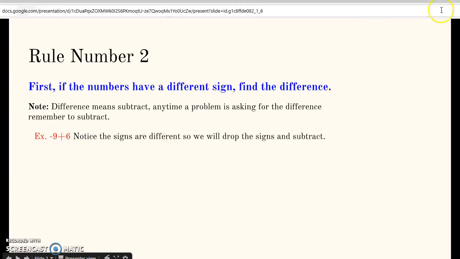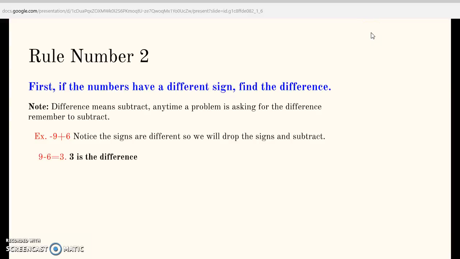In this example, negative 9 plus 6. Notice the signs are different. We're going to drop the sign. The negative sign is attached to the 9, and we are going to subtract. So 9 minus 6, or 6 is a smaller number. We're taking it from 9. 9 minus 6 equals 3.